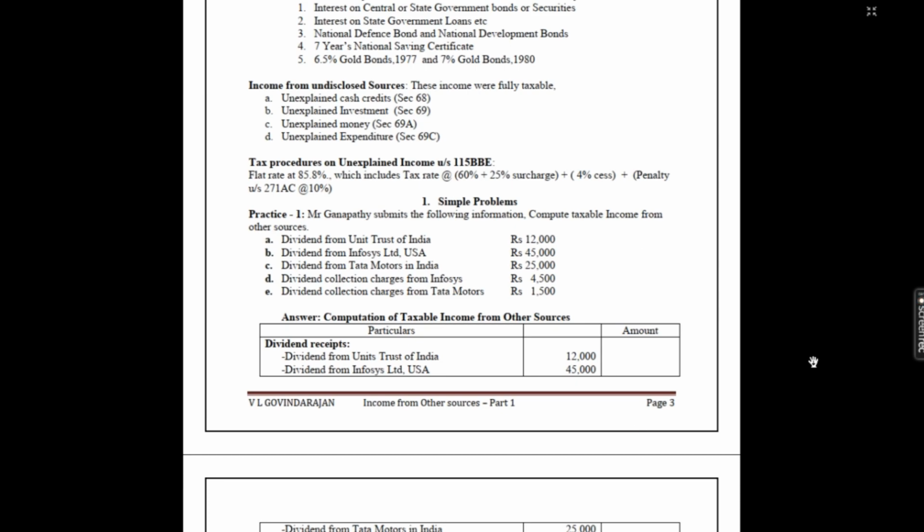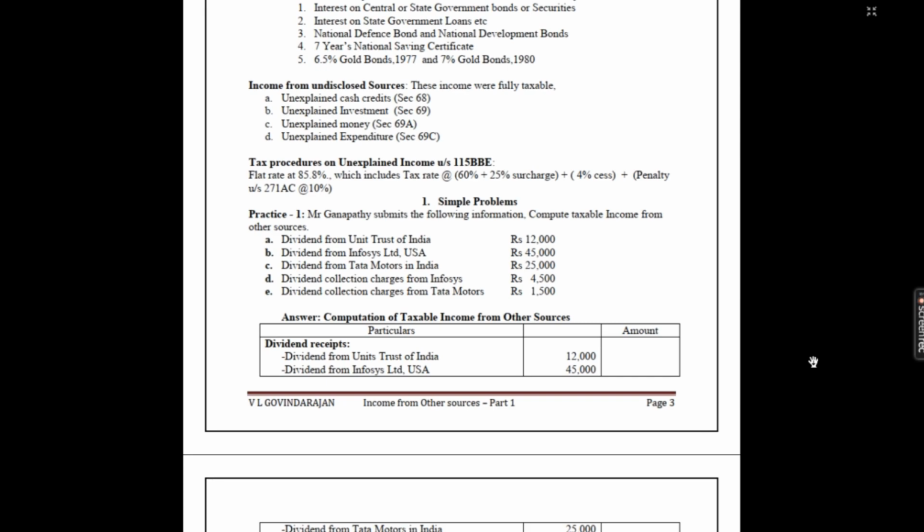Let me see simple problems under income from other sources. Practice 1. Mr. Ganapati submits the following information. Compute taxable income from other sources. Dividend from Unit Trust of India, it was fully taxable. Dividend from Infosys, also fully taxable. Dividend from Tata Motors, an Indian company, also fully taxable. Dividend collection charges from Infosys.